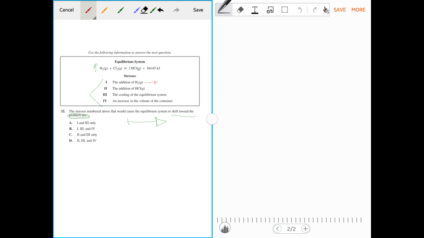The addition of HCl is a little different. We're increasing the amount of product. So if we increase the amount of product, we actually increase the reactants to balance that change. We've tipped the teeter-totter. If this is our teeter-totter, we've tipped it this way. We've increased the products and decreased the reactants. Well, we want to shift that back up. So the addition of HCl would shift the equilibrium to the left.